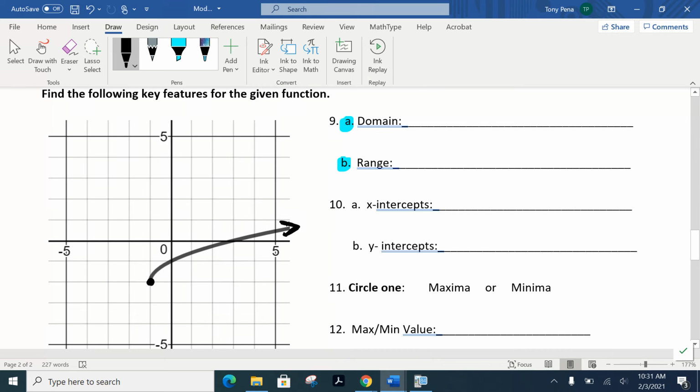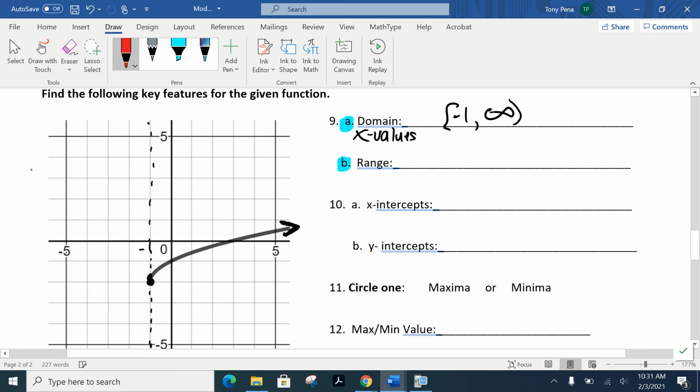All right, domain should be your x's. And we're just going to go, what's the farthest left we go to the farthest right. So here's as far left as we go. All right, we don't go past this value right here. That's the x coordinate of -1. It's a closed dot, so we want to bracket. And then in terms of how far to the right, since we've added that arrow there, that means we go right forever.